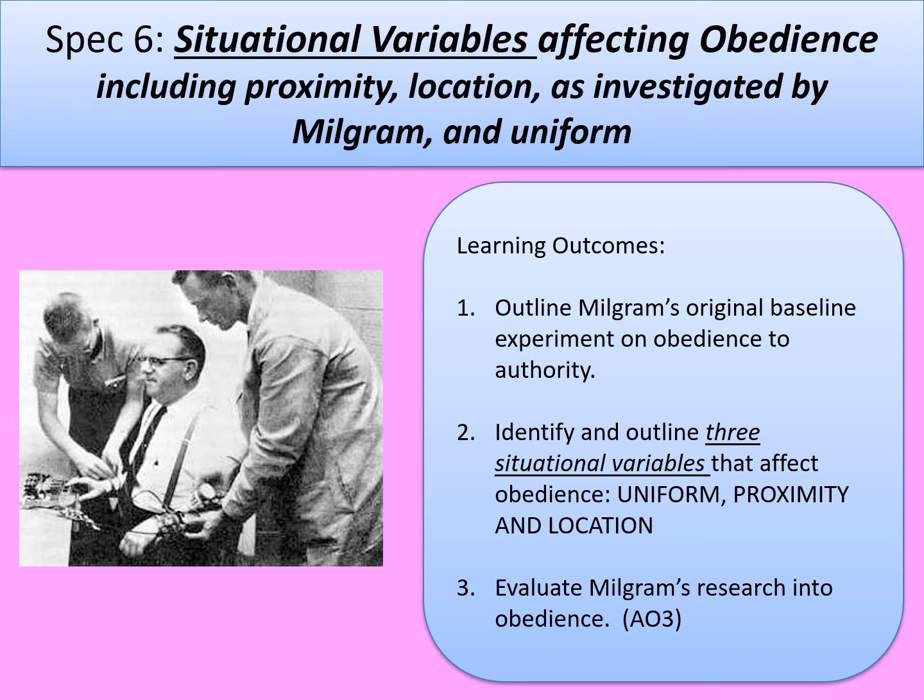This is a revision video for Specification 6 of the Social Influence Unit for A-Level Psychology. So we're looking at situational variables affecting obedience, including proximity, location and uniform.